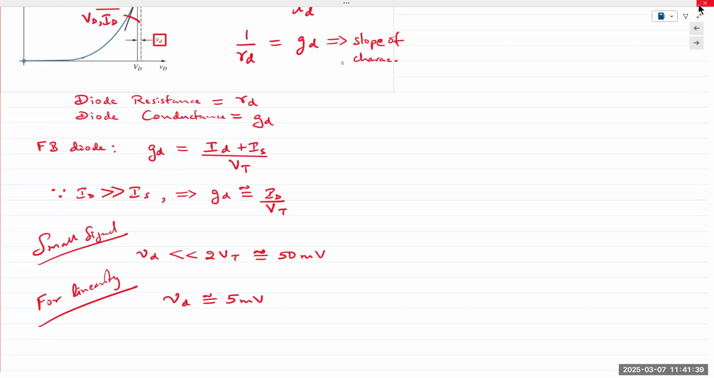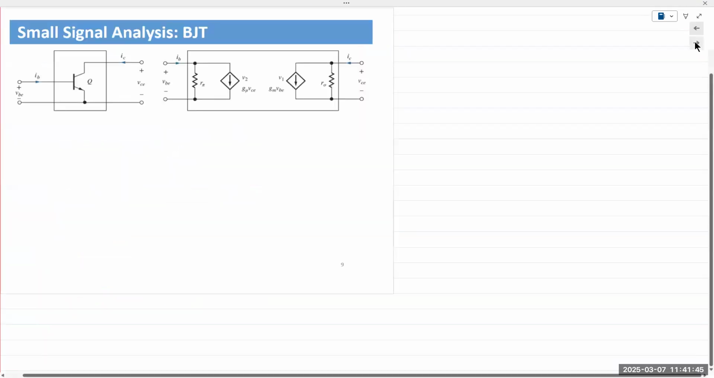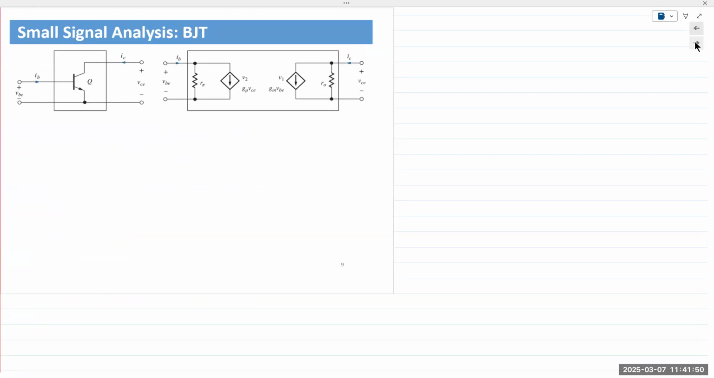Okay, so that was for the diode. Let's look at the BJT. So the BJT, there were many models. The Gummel-Poon and Ebers-Moll model was very popular. There's hybrid pi, which we'll look at in the next slide.